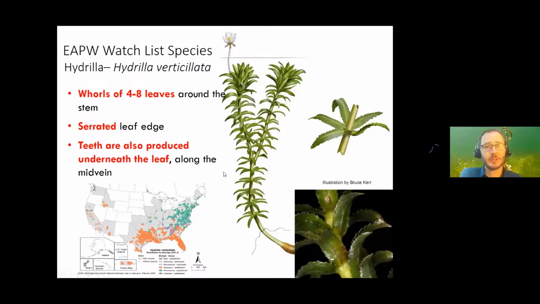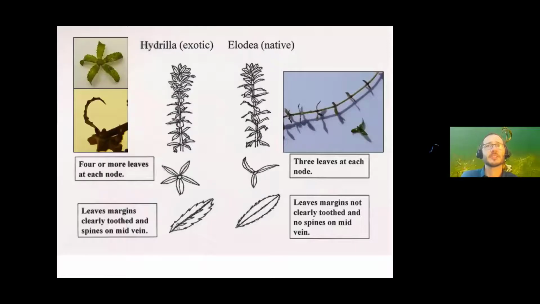This plant looks like a very common native plant called Elodea. Here's a side-by-side drawn comparison. On the left, we have hydrilla. Again, here's the 1, 2, 3, 4, 5. These 2 teeth right there are coming out of the backside of the leaf. Comparing that to our native Elodea, which is very common, it typically has only 3 leaves at each node. So 1, 2, 3. And you can't see easily identifiable serrations either, and they do not have teeth on the backside.